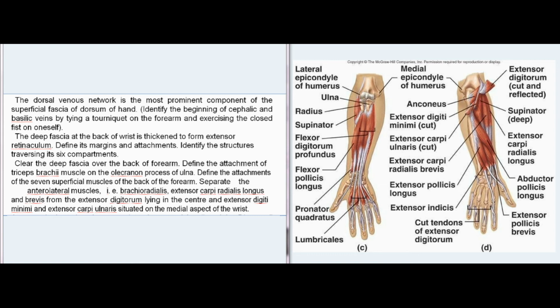Clear the deep fascia over the back of the forearm. Define the attachment of the triceps brachii muscle on the olecranon process of the ulna. Define the attachments of the 7 superficial muscles of the back of the forearm.